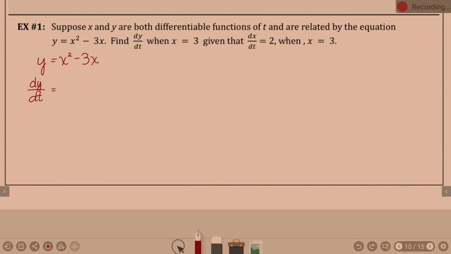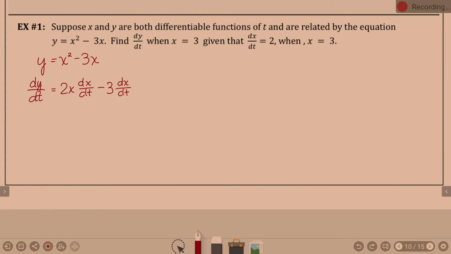Derivative of x squared, 2x, times dx/dt. Minus the derivative of 3x, 3 times dx/dt. Are we all good with that? I feel like we have the basics here. From here, it is basically a plug the information in.